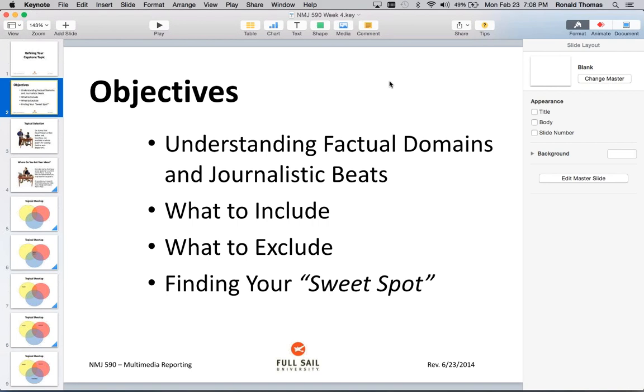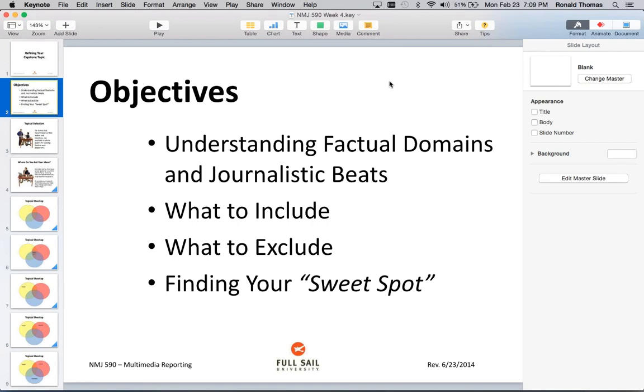I want you to get this idea that the factual domains we talk about in research and journalistic beats are basically the same thing. They are areas of study. So if you were going to be a researcher and you wanted to study the effect of nicotine on chimpanzees, right? You're doing primate research. So you're not studying fish. You're not studying birds. You're not studying refined sugar. You have a certain area that you have narrowed yourself down to.